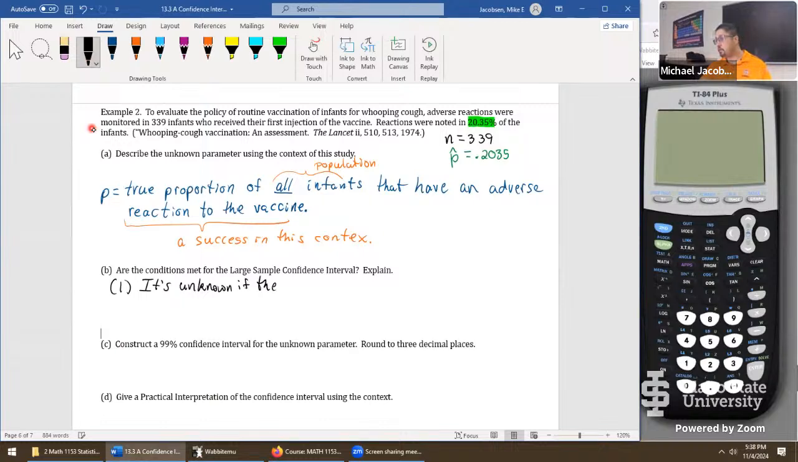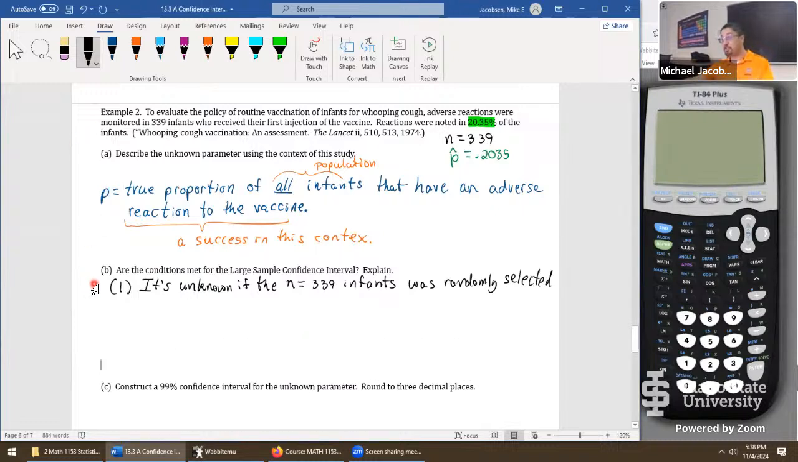It's unknown if the n equals 339 infants was randomly selected. So we have no clue about their sampling design. They could have been a very bad non-representative sample. We're just going to have to trust them on that one.